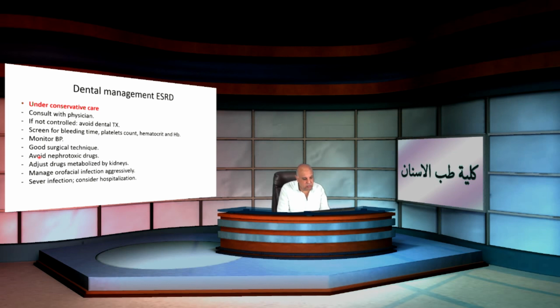So, for example, if we want to give the patient antibiotics, we have to adjust the drugs metabolized by the kidneys. For example, if we want to give the patient amoxicillin, we either decrease the dose of the drug or increase the interval between doses. That means instead of, for example, 8 hours, sometimes for amoxicillin, we can give it after 10 or 12 hours.